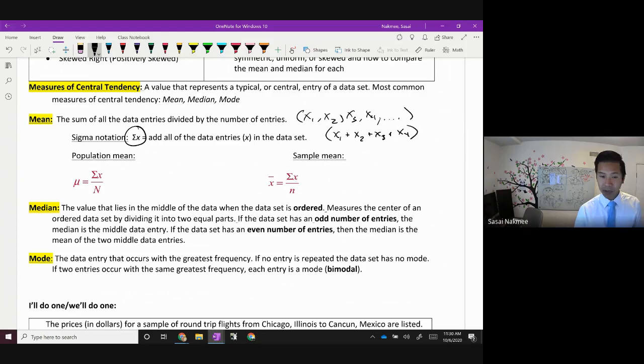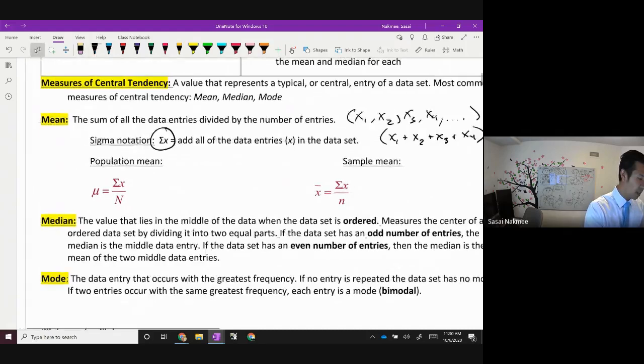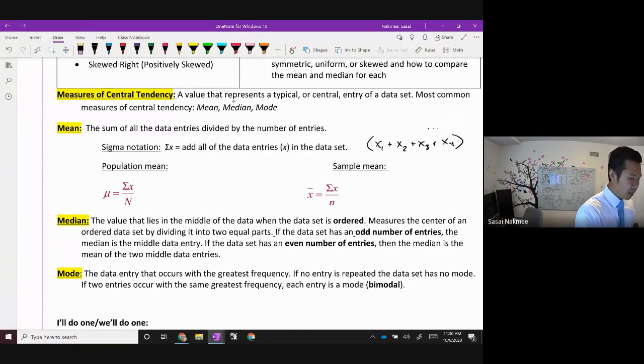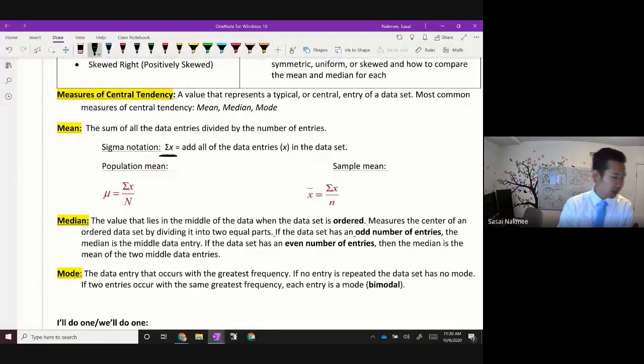What does the definition for mean say? The definition for mean says the sum of all the data entries divided by the number of entries. Below here is the notation for it, so you don't have to write it all out. I need you guys to get this notation. This is called the sigma notation, and all it represents is that you add up all your data entries. X is just a placeholder for your data entries.